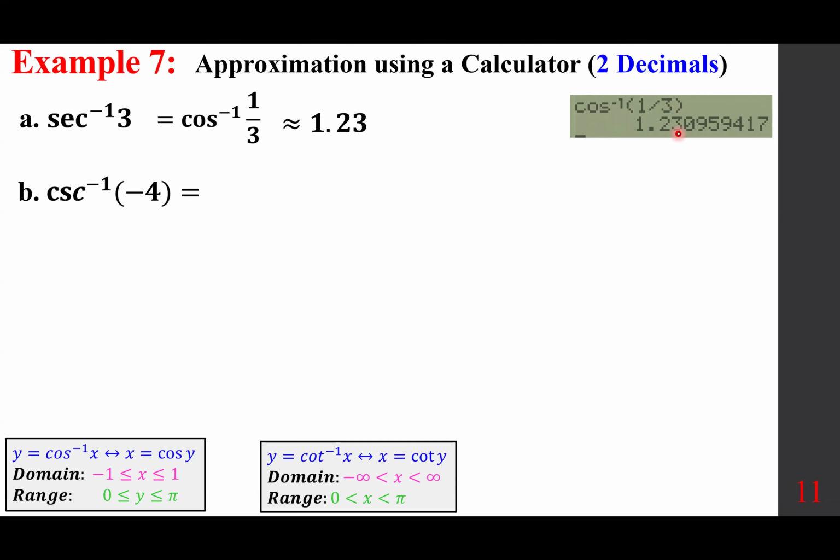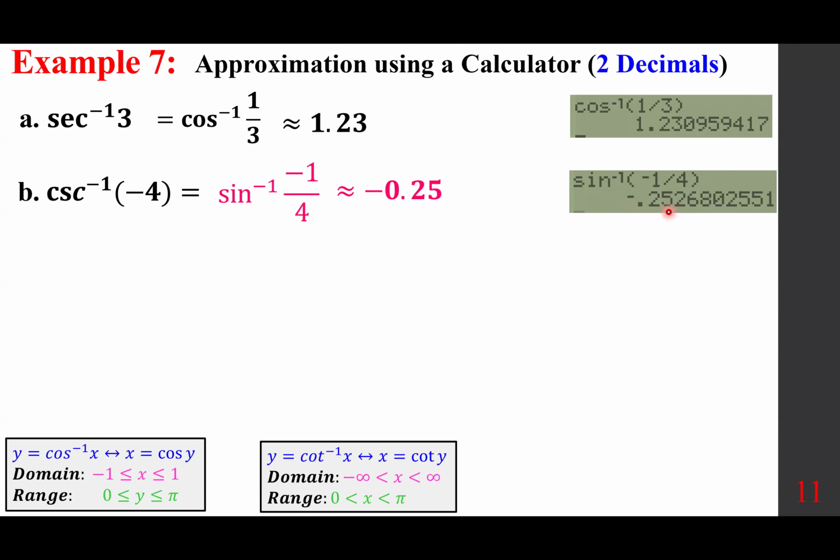Cosecant inverse of -4. Again, since we are familiar with sine, let's make it sine inverse of the reciprocal, -1/4. We don't know that. It's not a common arc. So we're going to go with the calculator, sine inverse of -1/4. By the way, they are in radian mode, and we want two decimals. So -0.25. Next to 5 is 2, so the 5 remains. -0.25 again, radians.